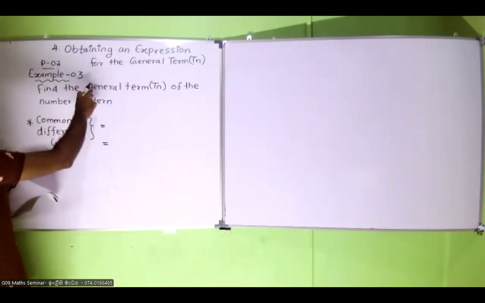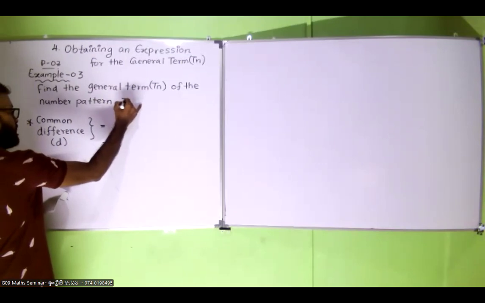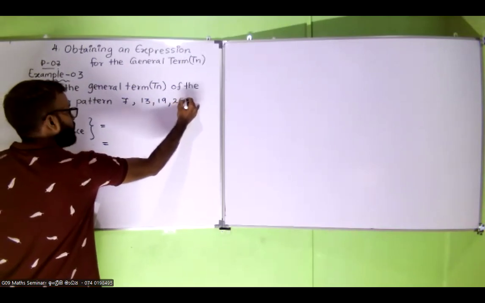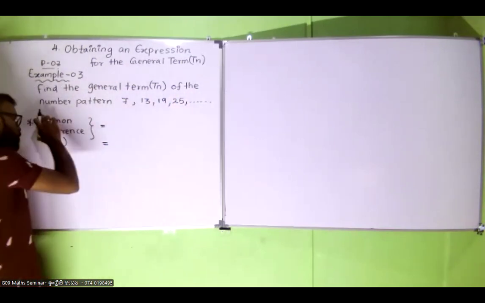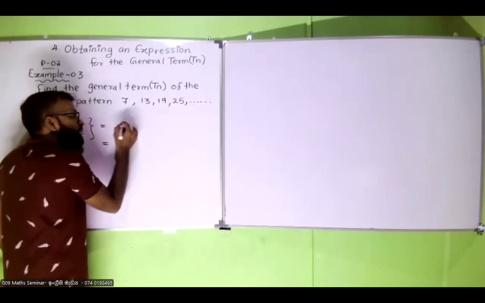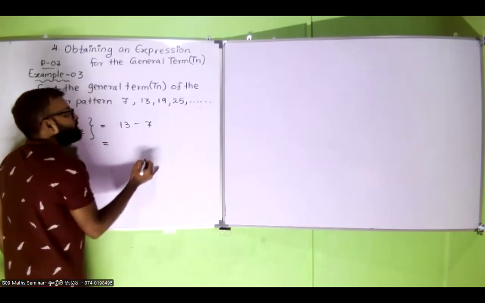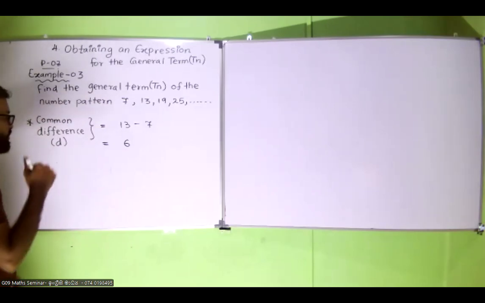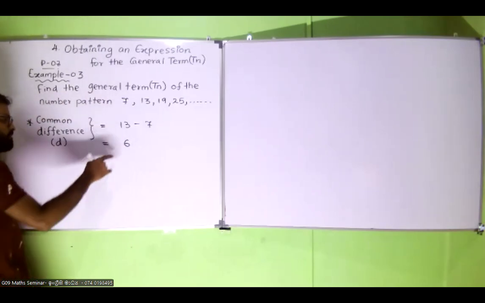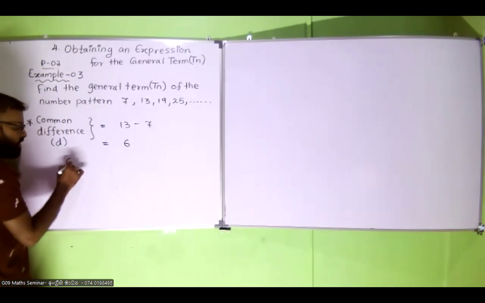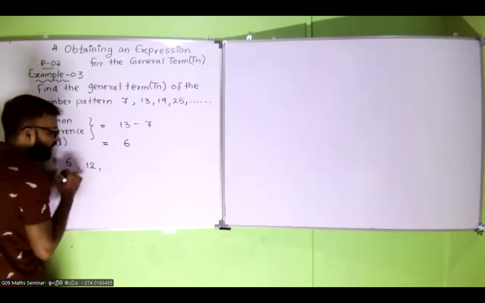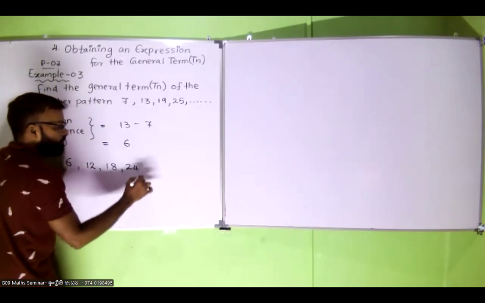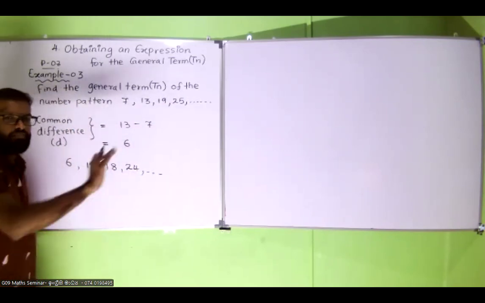Find the general term of the number pattern 7, 13, 19, 25, and so on. Common difference: I will choose 13. 13 minus 7, the difference is 6. Common difference is 6. Okay, super. So I can write multiples of 6. What are the multiples of 6? Starting from 6: 6 times 2, 12. 6 times 3, 18. 6 times 4, 24. I have 4 terms. That is enough.